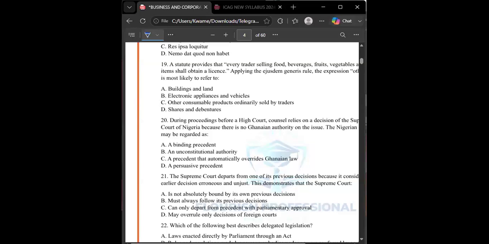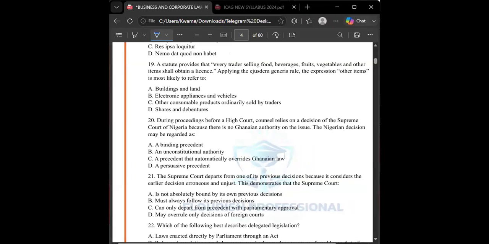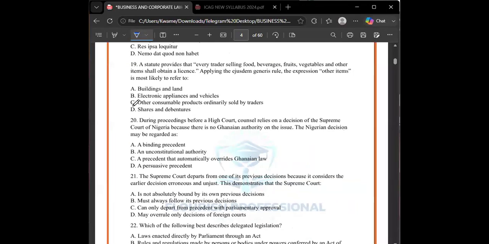All right. So, like I earlier said, ejusdem generis is where there's a list. Where there's a list, the list is not exhaustive. Okay, so other consumable products ordinarily sold by traders. Okay. Let's proceed.